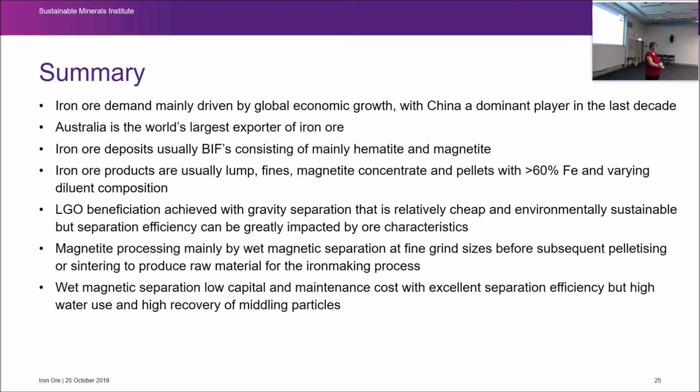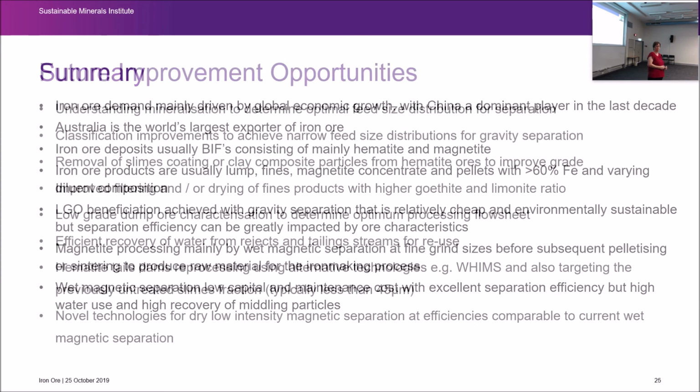Magnetite processing, on the other hand, is mainly done by wet magnetic separation at a much finer grind, and these units have very high efficiencies, and the magnetite processing or subsequent processing is then pelletized and sintered before being fed to the iron making process. Unfortunately, magnetic separation also comes at the cost of high water use. And the biggest challenge there is how do you manage middling particles or composite particles for liberation.